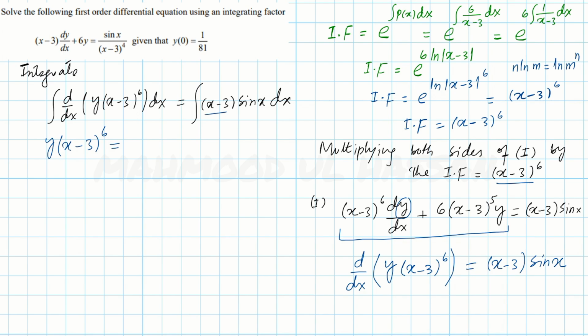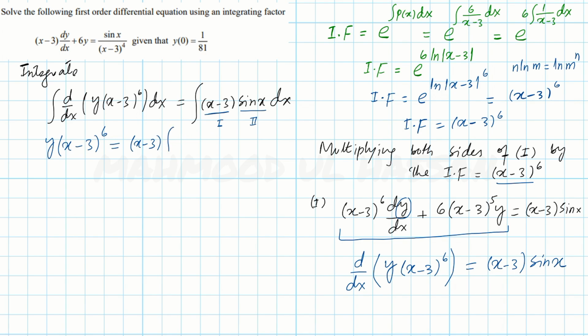So (x minus 3) will be my first function, because it is algebraic, and the trigonometric one, that is sine, will be my second function. So we will use integration by parts. Integration by parts says you have to write the first one as it is, and take the integral of the second one.